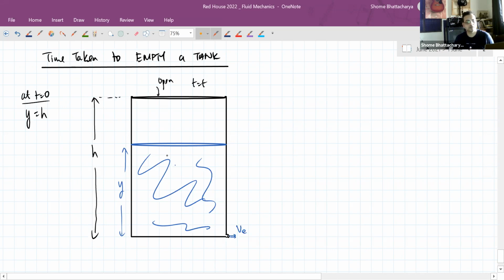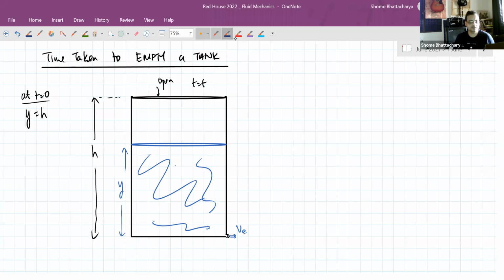So in case this is not an open tank and this is vacuumized or something, then you need to apply Bernoulli's equation in a slightly different way. You will not take the surface point as having pressure P naught. You will take it as whatever pressure is given for the air over here. And if it's completely vacuumized, then that pressure will be 0. So it will become slightly different in application. Okay. But here we are considering an open tank as the standard case.